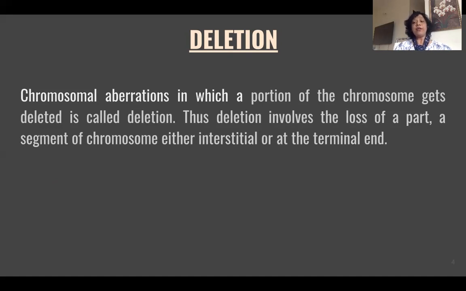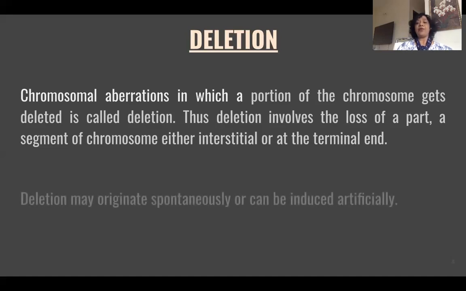So now we have to tell from which part. So what is the position of the deletion? So there are two types of deletion based on the position. So one is called as the interstitial deletion and the second one is called as the terminal deletion.